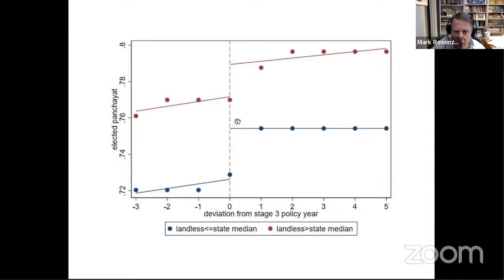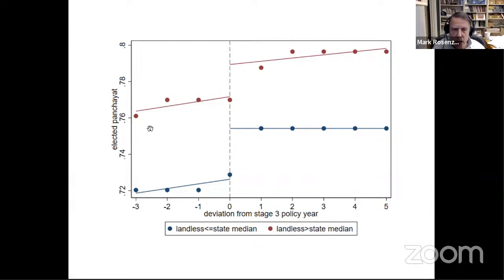Okay, so there's clearly a discontinuity, a shift up that's differential by the initial share of the landless. Before there was a trend upward, before the stage 3 amendments were put into effect, for both the landed and landless households, again, not households, villages. The high landless villages were again more democratized, but after that amendment went into effect, there was a much bigger jump up for those villages.